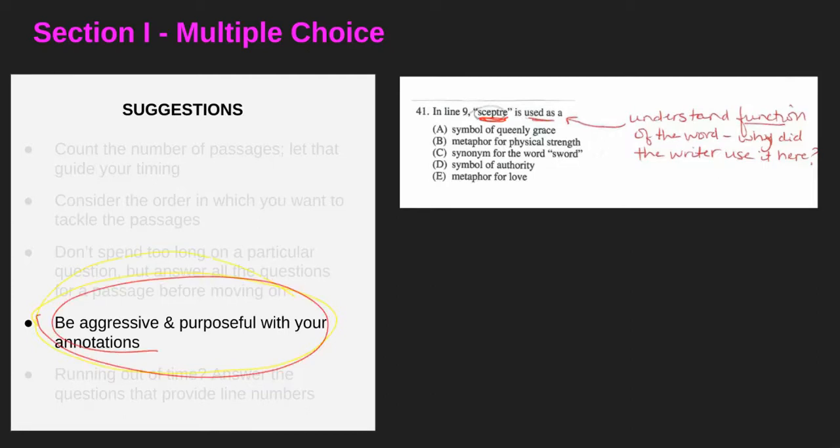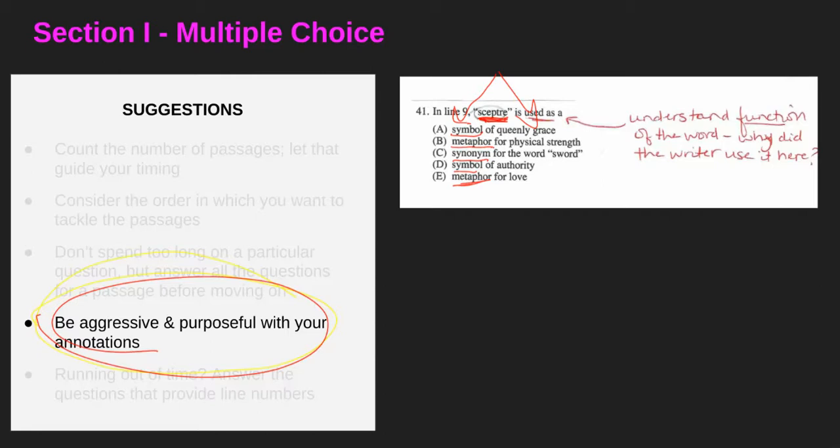So that means when you get to a question such as this, in line 9, scepter is used as, you look at the answer choices and you'll notice that the first part of the answer choice gives you the technique, right? Symbol, metaphor, and so on. And then the rest is a description. So always be aware that while this part of the answer choice might be right, this part could be wrong. And when you discover that, you need to be aggressive about getting rid of the choice.